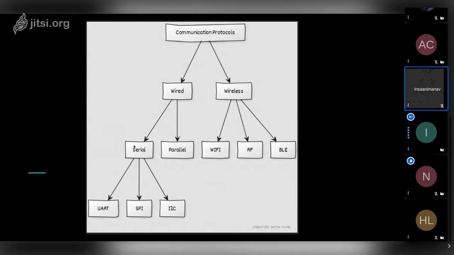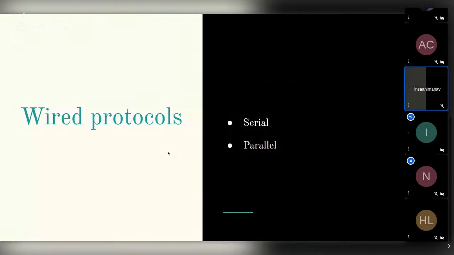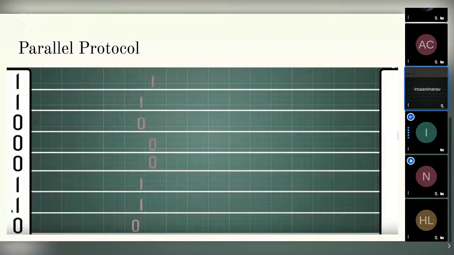Under wired protocols, we have two main categories: serial and parallel. The name tells us that parallel protocols use different pins. So let's get to how these are implemented. This is what a parallel protocol implementation looks like. This is the transmitter right here, and we have a receiver. Let's say I have to send out these 8 bits. I'll send out a single clock cycle, and all of these bits are sent in that single clock cycle.